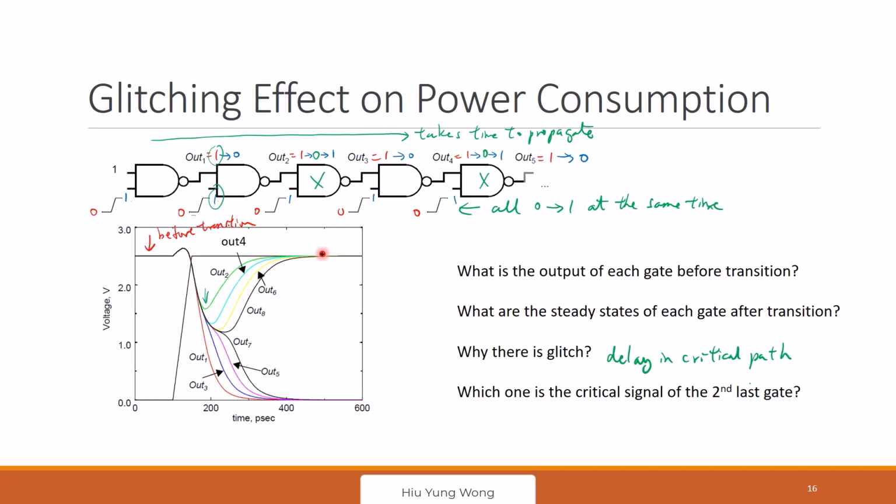Right. So just as an example, you forgot why this second last gate, right? What is the critical signal for it? The critical path, it is the out3, right? So the top one is the critical signal, okay?